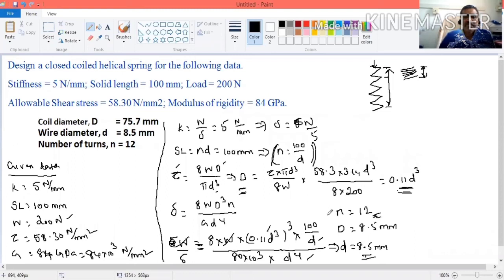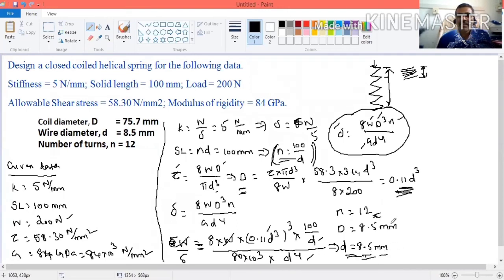What we did is, we have the equation delta is equal to 8 W D cubed n divided by G d power 4. In this equation, we have substituted everything in terms of small d. G is given, W is given, delta is given. Everything is given. Capital D we substituted in terms of small d, and n in terms of small d. So by substituting everything in terms of small d in this equation, you can find the value of small d. This is the way you have to solve this problem.